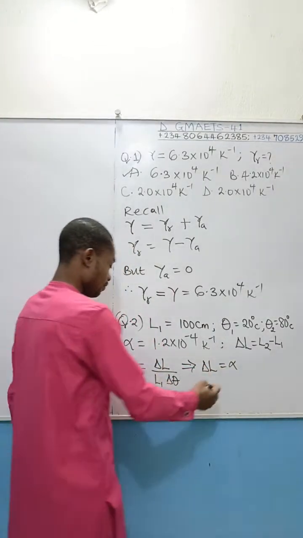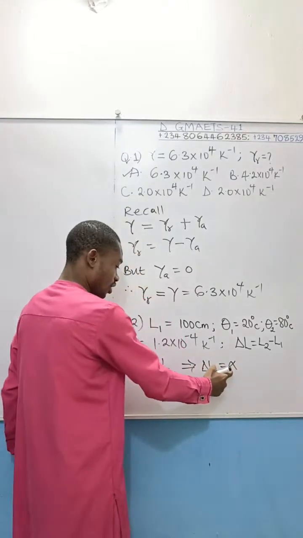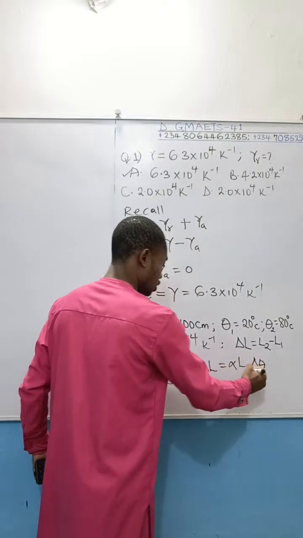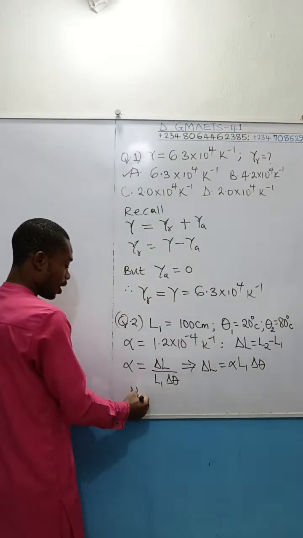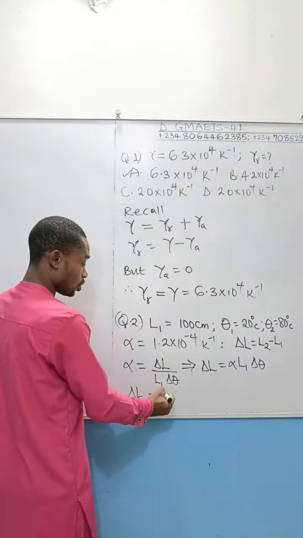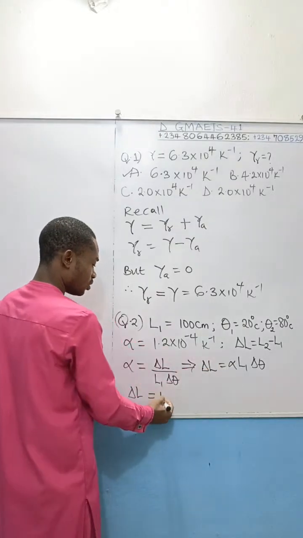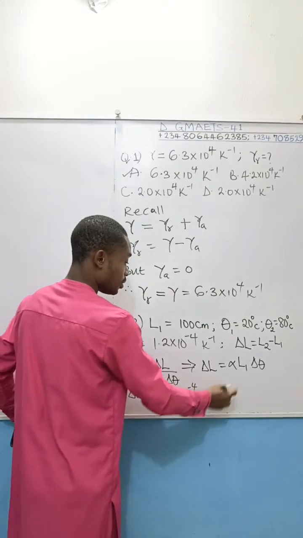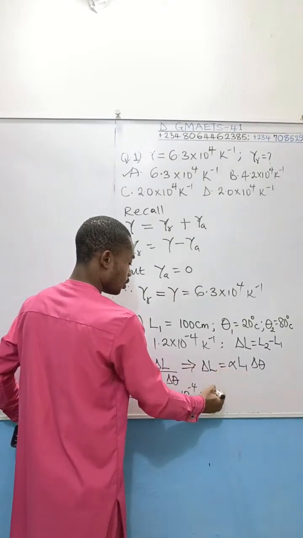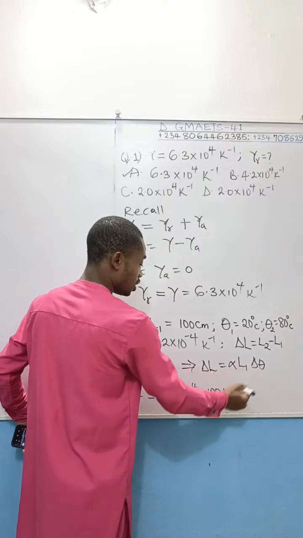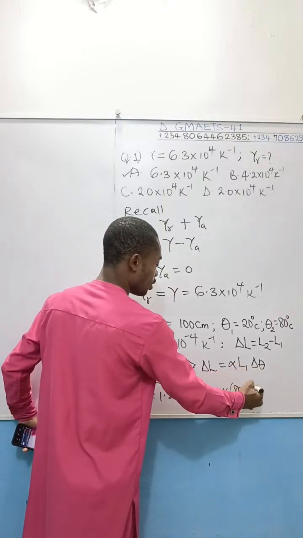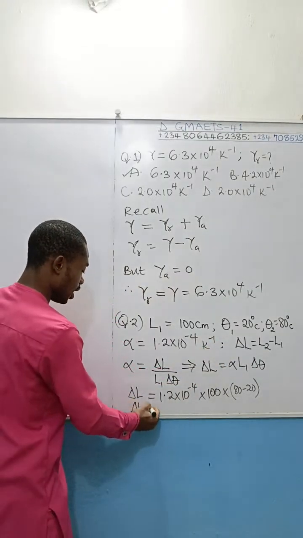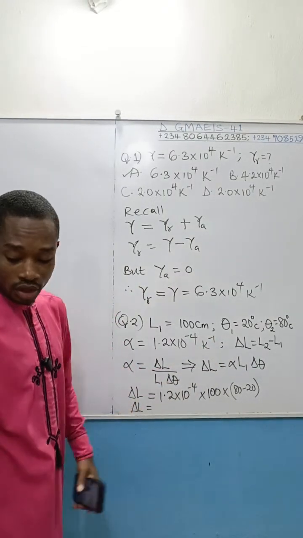The choice is yours. That's going to be the linear coefficient of expansion times the initial length, then times temperature change. Substituting, our change in length will now be equal to alpha, the linear expansion coefficient, which is this, times the original length, which is 100 centimeter, times the change in temperature, which is 80 minus 20. If you work on this, what will you get as your change in length? Let us find out.